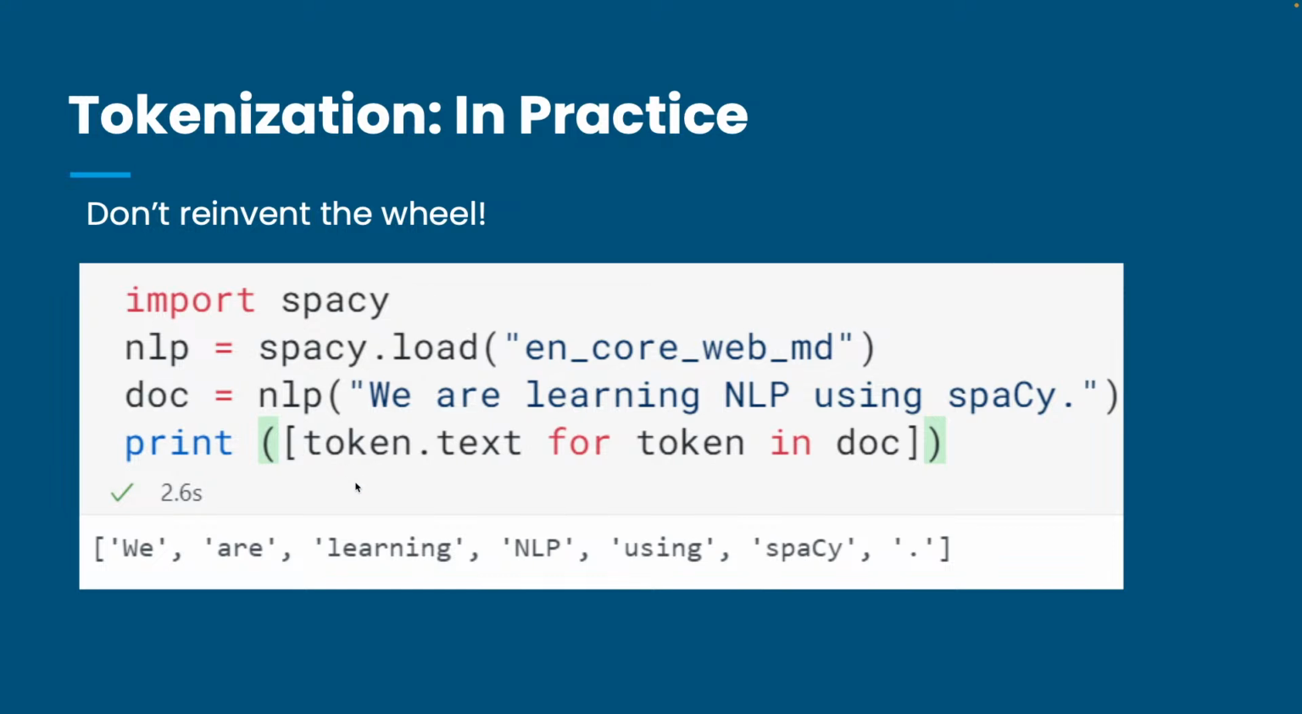For example, tokenization. So here what we're doing is we're importing the library. We're loading what looks like a medium model, and we're processing this text, we are learning NLP using Spacy, into a document.